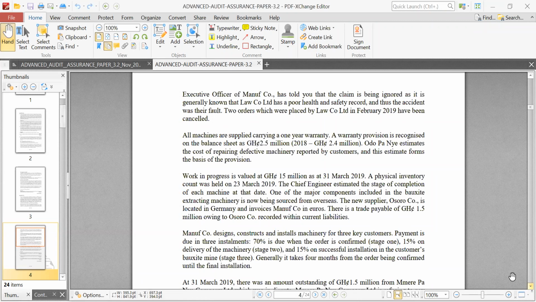Okay, so all machines are supplied carrying a 1-year warranty. So here it's talking about accounting. A warranty provision is recognized on the balance sheet. So is this an estimate? What do you guys think? Yes, it's an estimate. So Odopanye estimates the cost of repairing defective machinery. So you have accounting estimates here.